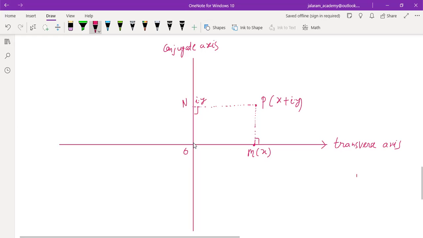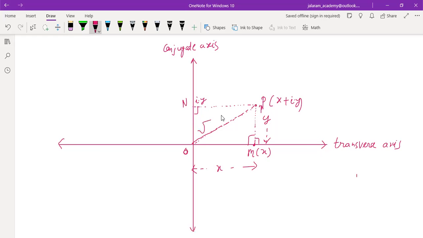Now if we join O and P, can you tell the value of OP? This can be obtained using the Pythagoras theorem in triangle OPM. The length of OM is x units. And what is the length of PM? Remember, the length is only y. iy is the affix, which shows the direction of this number also. Understood? The length is y only and the affix is iy. The length is x and the affix is x, as it is the transverse axis. And the conjugate axis means the imaginary axis only.